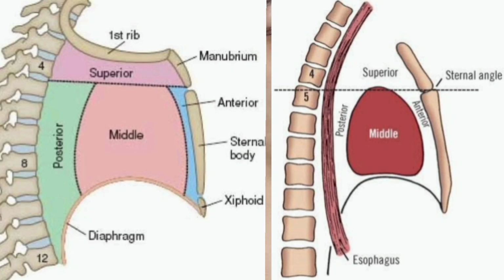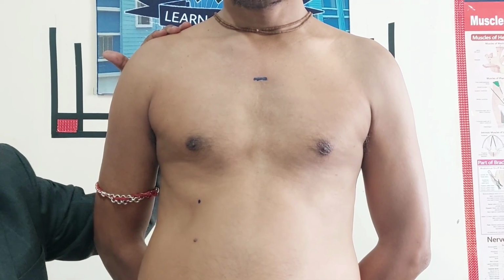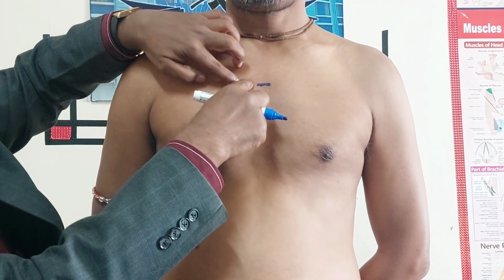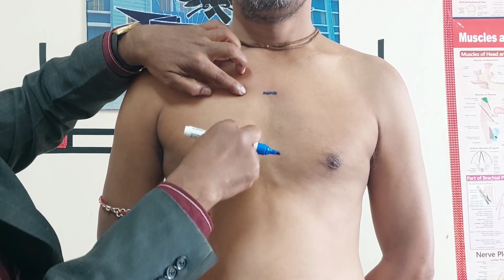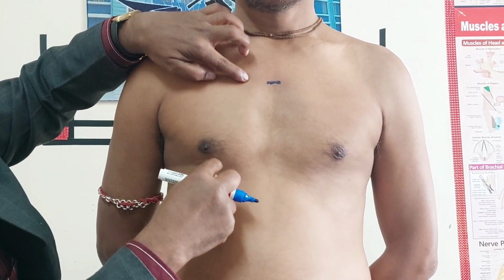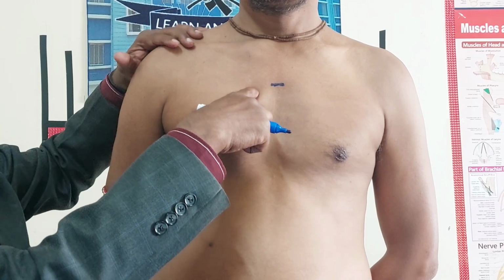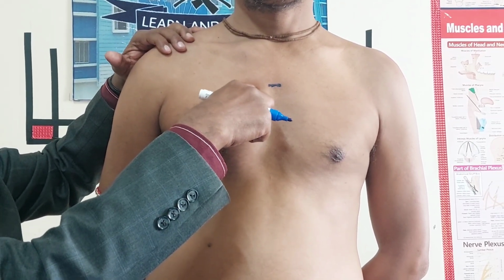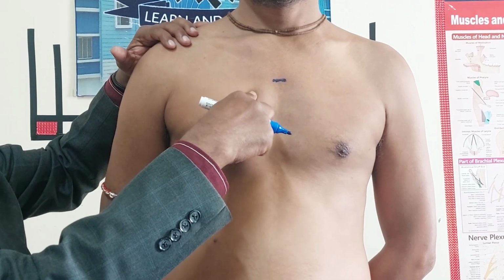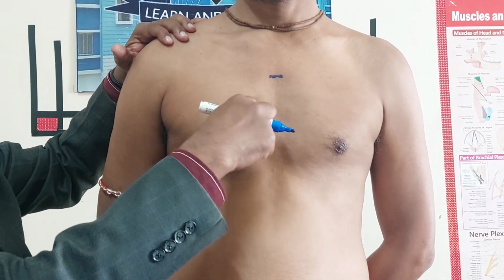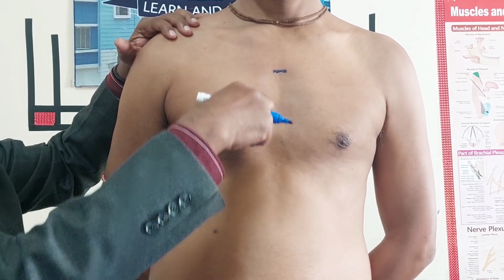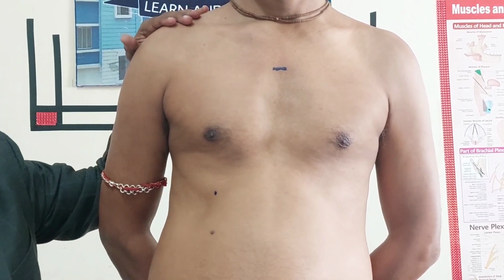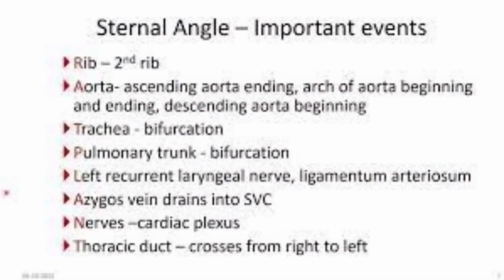Another importance of the sternal angle is that we can identify the second rib, so we can count the ribs: second, then third, fourth, fifth, sixth, like this. At the same time we can count the intercostal spaces also. This is the second rib, so below it is the second intercostal space, then the third rib with the third costal cartilage, below it is the third intercostal space. In this way we can count the ribs as well as the intercostal spaces.